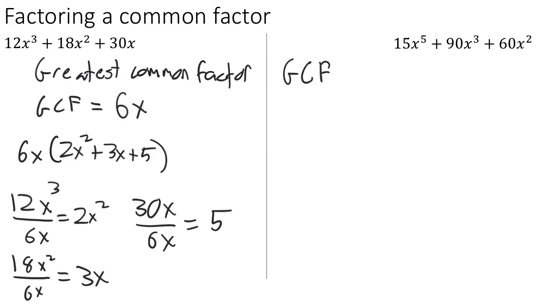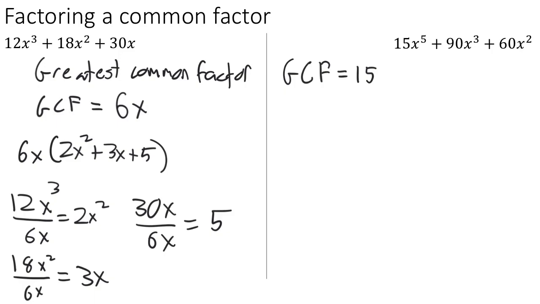So we're looking for a number that divides 15 and also divides 90 and also divides 60. Well, if you think about it for a minute, 15 will do the trick. 15 is divisible by 15, 90 is divisible by 15, 60 is divisible by 15.